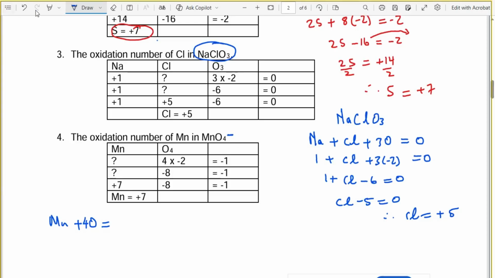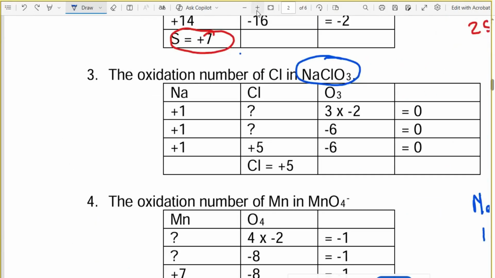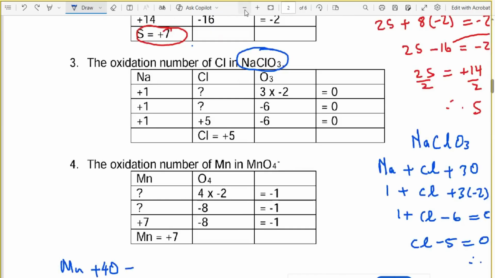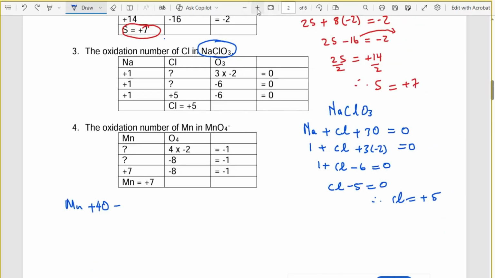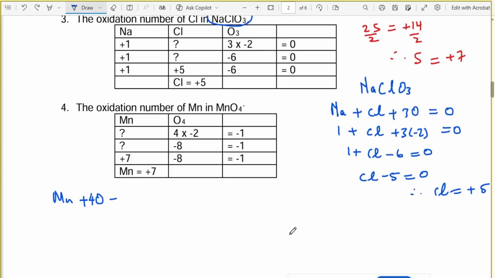It's minus. We have the charge that is minus on top there. I'm not sure if you can see that. Can you see the minus? You can see that, ne? Yes. So now this will be equal to -1.